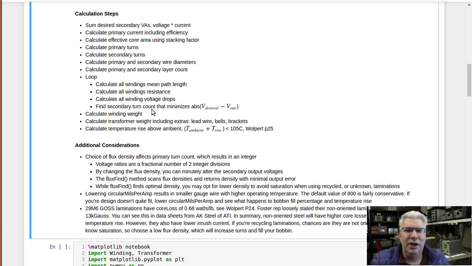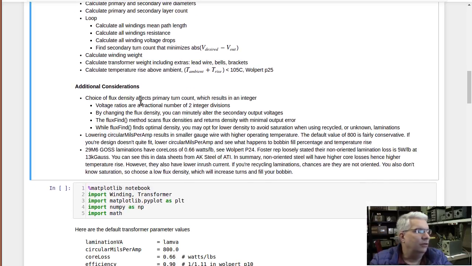Then it calculates the weights based on the laminations you've chosen. It adds a little bit extra for the bells and the brackets that you have. And then it calculates the temperature rise above ambient. Now, this is all done in C, Celsius. So here's some additional considerations. We'll be talking about this in a little bit, but the biggest consideration that you have is the choice of flux density.